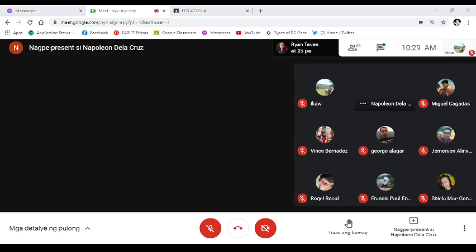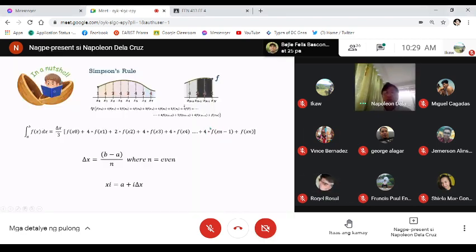Take note of this. This is 1, 4, 2, 4, 2, 4, 2, 4. And the last term will also be equal to 4. Yung first and the last, ang numerical value ay 1. Tapos susundan ng 4, 2, 4, 2, 4, 2. Ang last ay 4 pa rin.